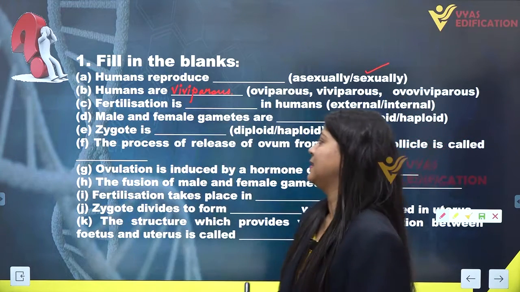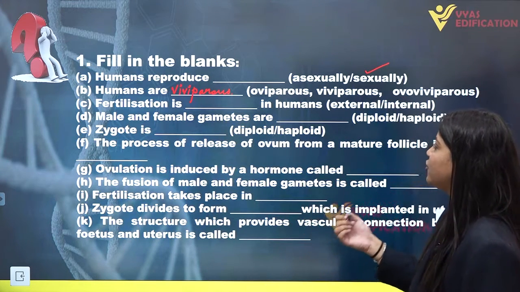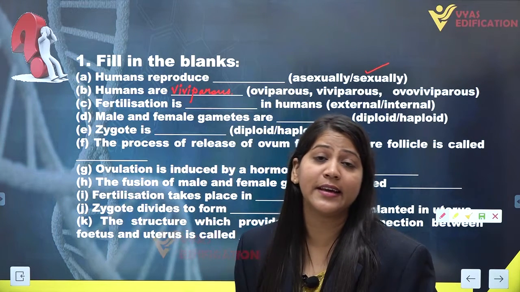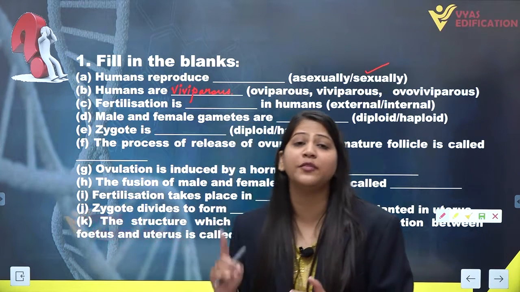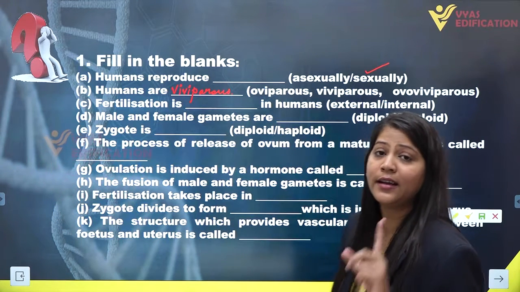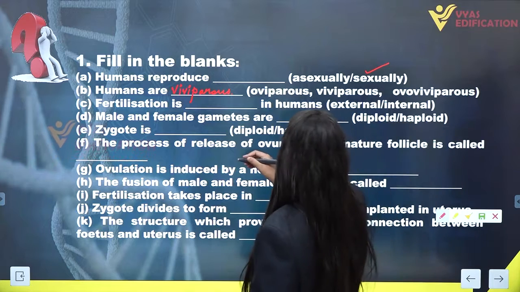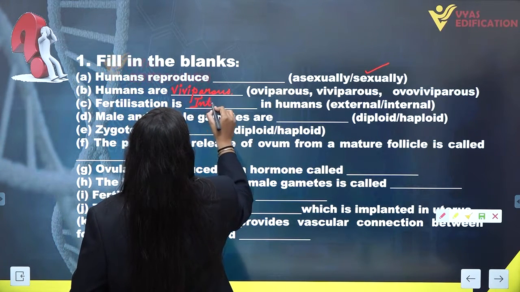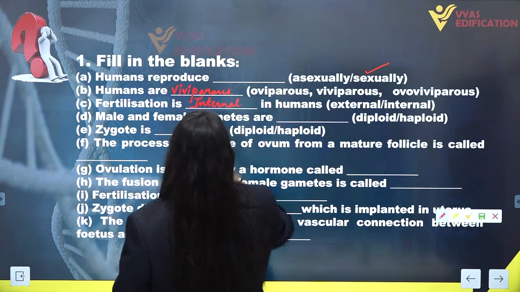Third we have: fertilization is dash in humans. As we know, in the case of humans, fertilization takes place in the fallopian tube of the female body. Hence, the fertilization is internal in case of humans. So, it is internal. Fertilization is internal in humans.